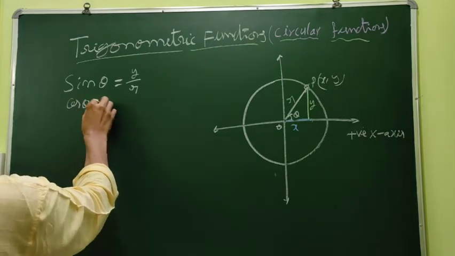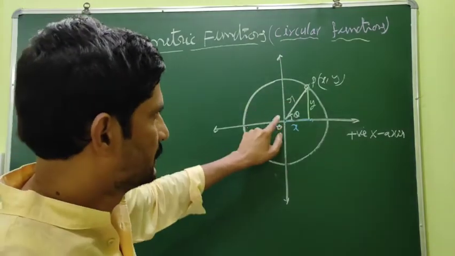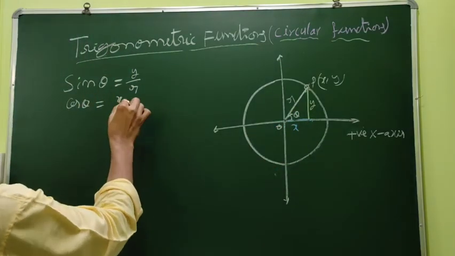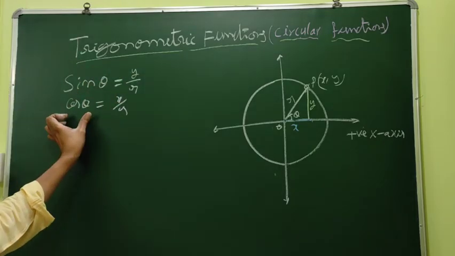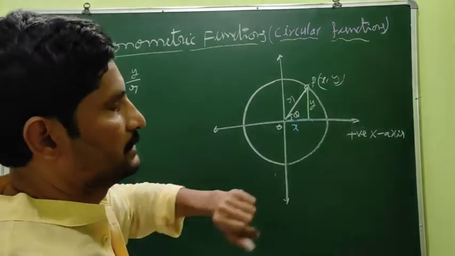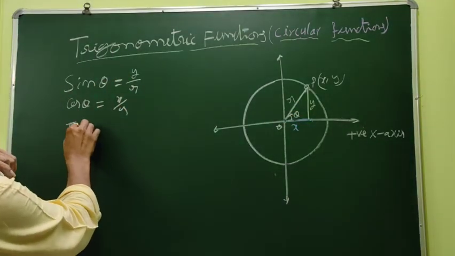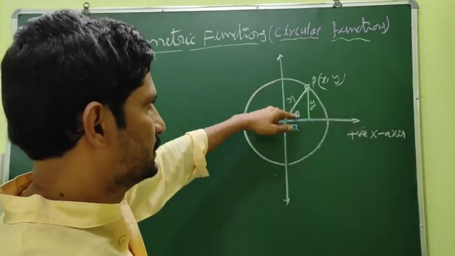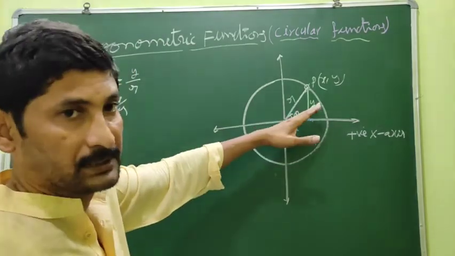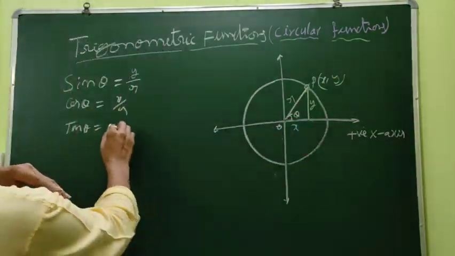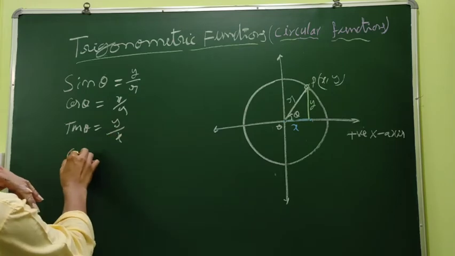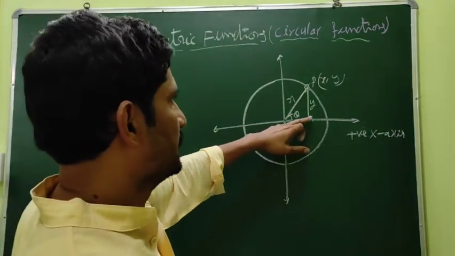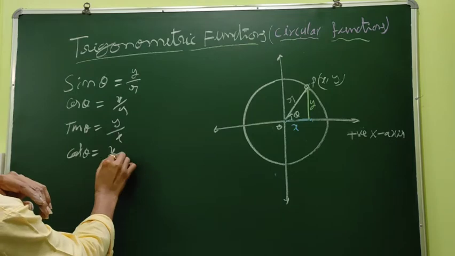Now cos theta, ratio of run and diagonal, x by r. This is the ratio. The ratio you are defining as cos. It is the run and diagonal. Tan theta. Tan theta is the ratio of rise and run, that is y by x. Cot theta is the ratio of run by rise, x by y.